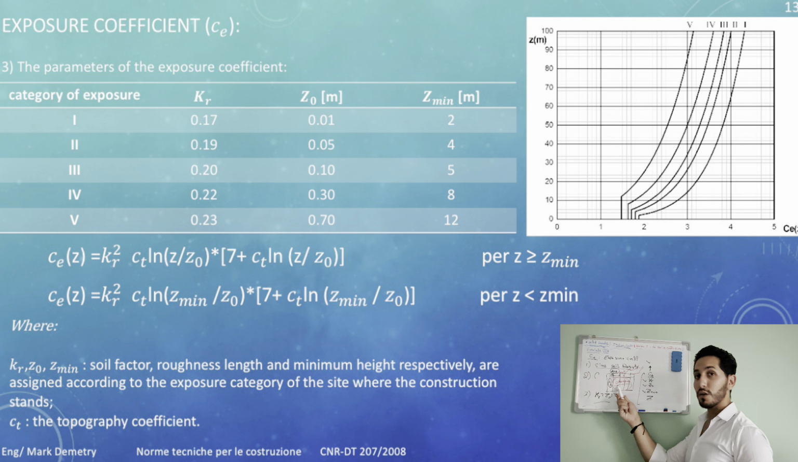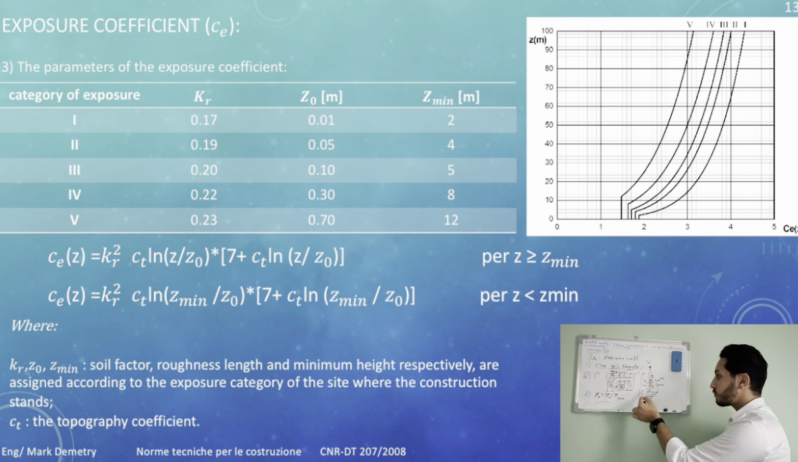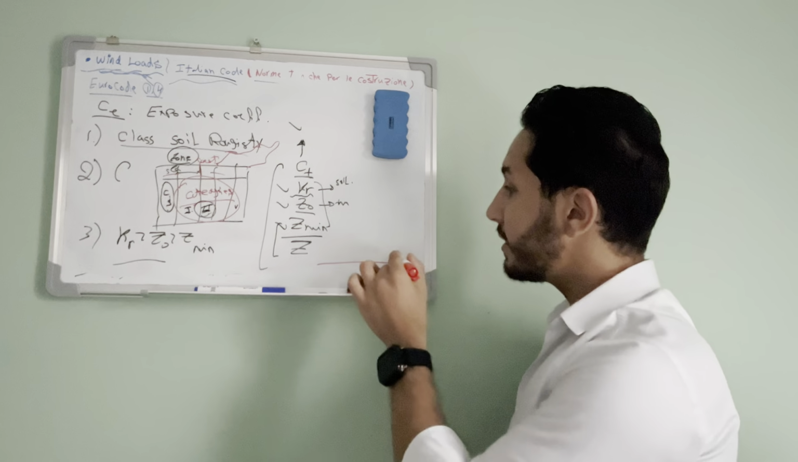After we define the category, let's say in the Italian code it is divided into I, II, which is 2, until V, which is 5. Let's assume that we are in category number 2. You can go straight to the table for category 2 and get these values, but you still need to understand what they are. The KR is the soil coefficient, and the Z naught is the roughness length, given in meters. The Z minimum, what is the Z minimum? These 2 points are very important, and a lot of engineers make mistakes here. This is the ground level, and these are the buildings that we have.